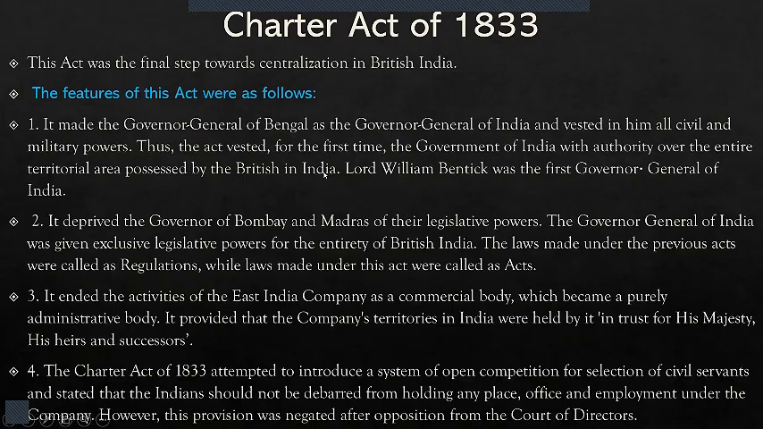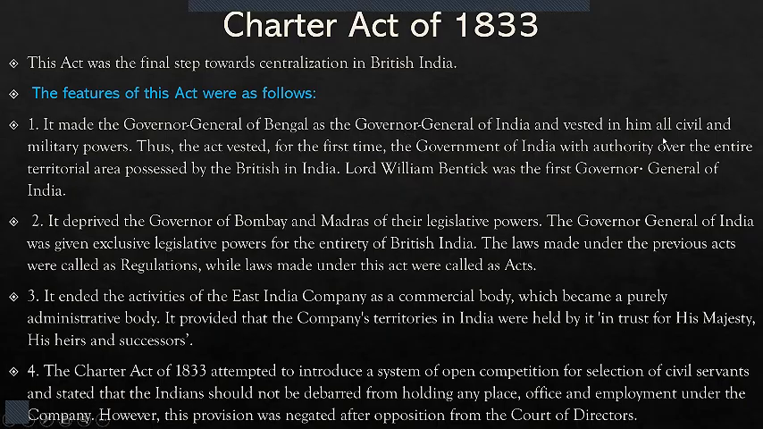Next, the Charter Act of 1833. This act was the final step towards centralization in British India. The features were: it made the Governor General of Bengal the Governor General of India. Now, who was the Governor General? The first Governor General was William Bentinck. So the last Governor General of Bengal was made the Governor General of India.